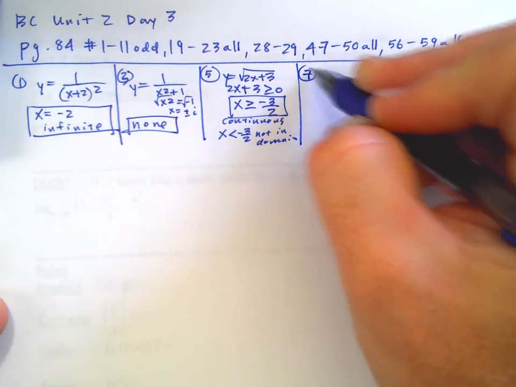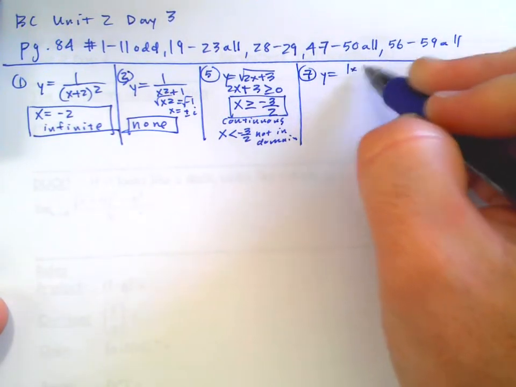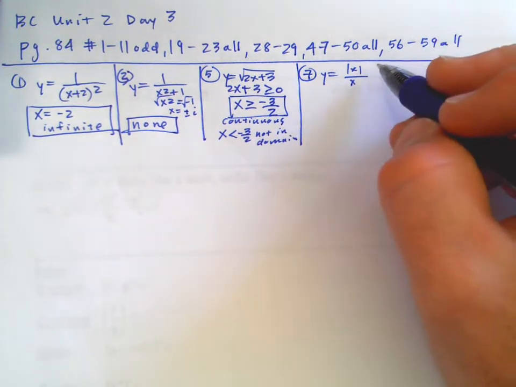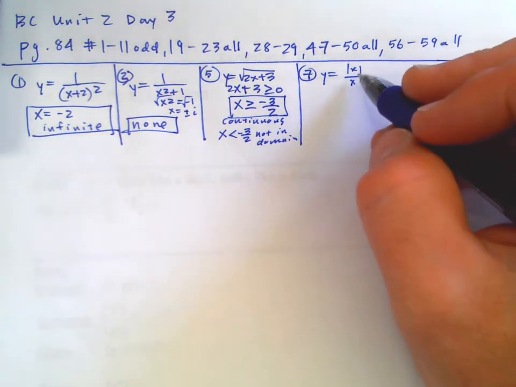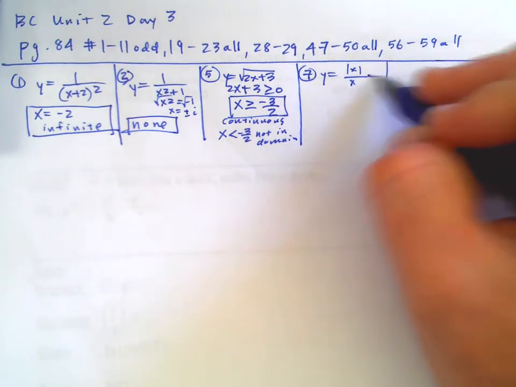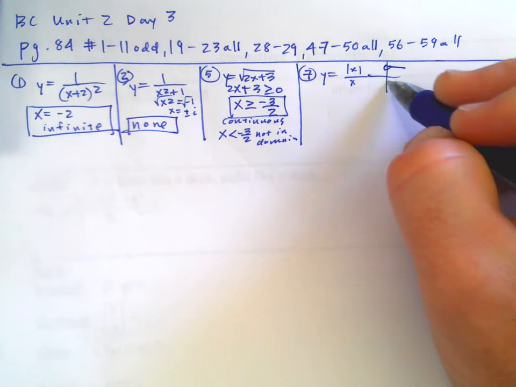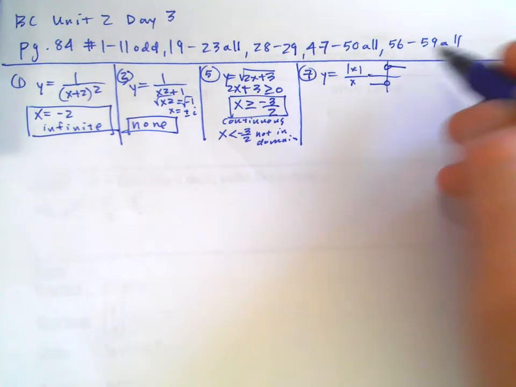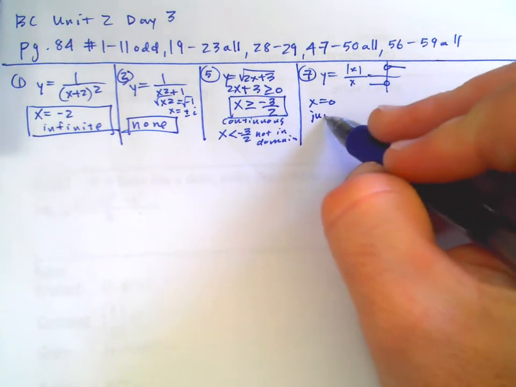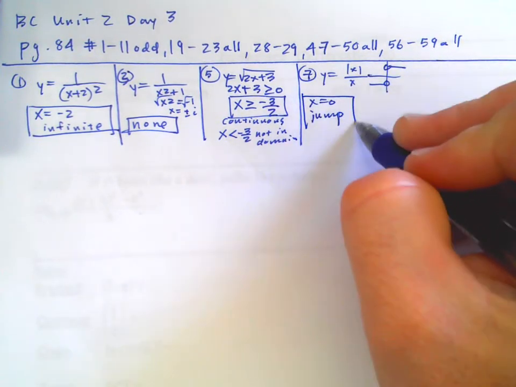Okay, 7, y equals the absolute value of x over x. Now, what happens on this graph: when x is positive, it's equal to 1. When x is negative, it's equal to -1. So the graph looks like this, and at 0, it's undefined. So at x equals 0, you get a jump discontinuity, not a vertical asymptote.